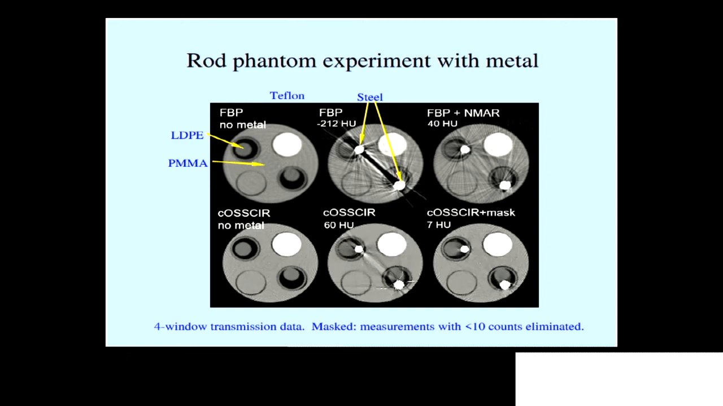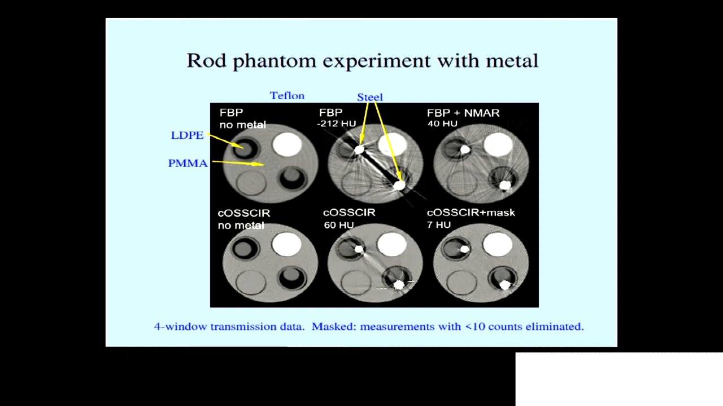And so let me just show you a result of an experiment that involved metal imaging. Metal is also an issue in CT because metal is highly attenuating, and if you just have metal in your CT subject, it'll create lots of streaks.